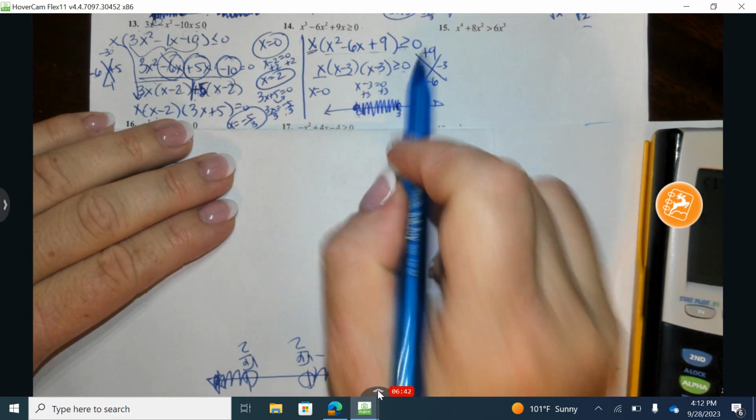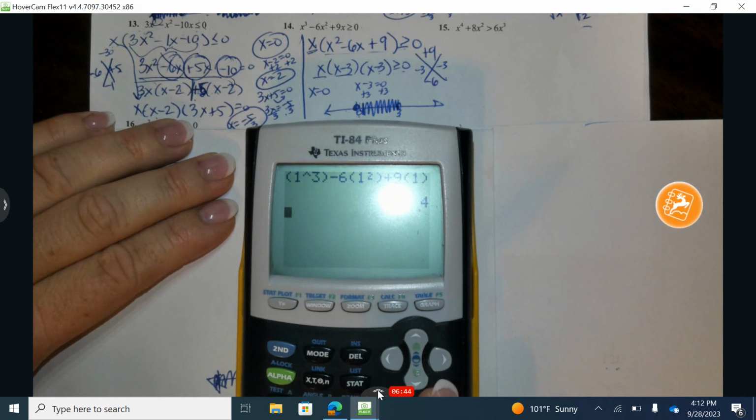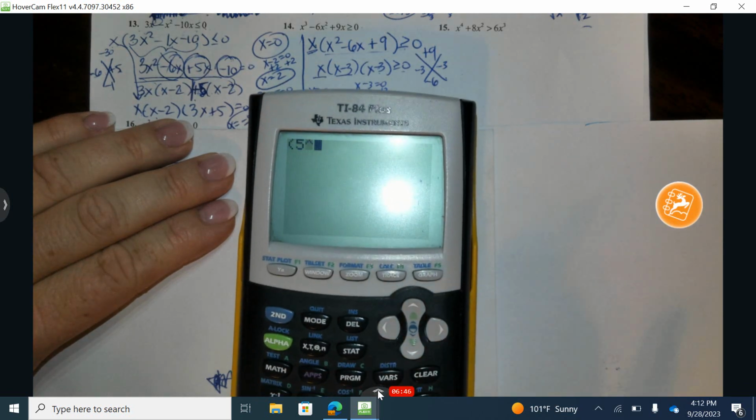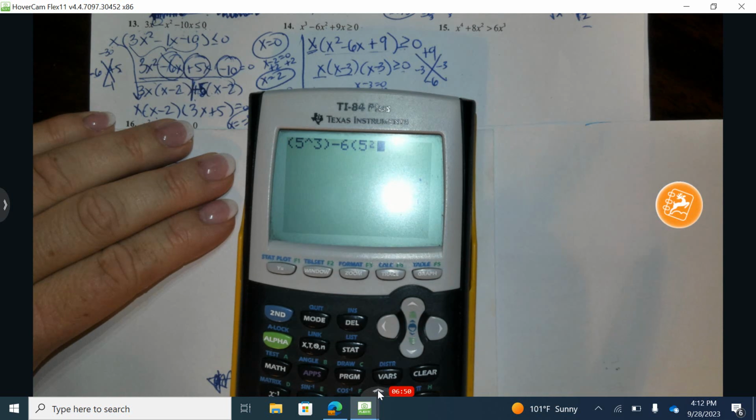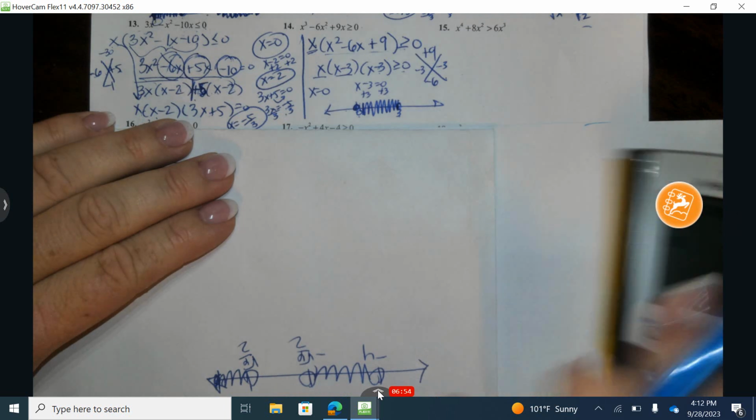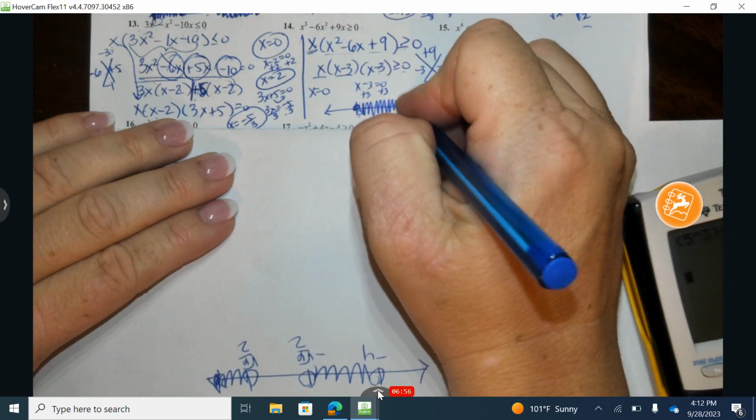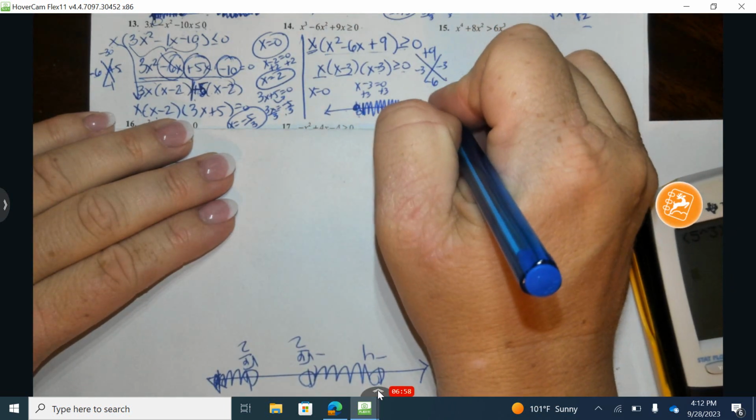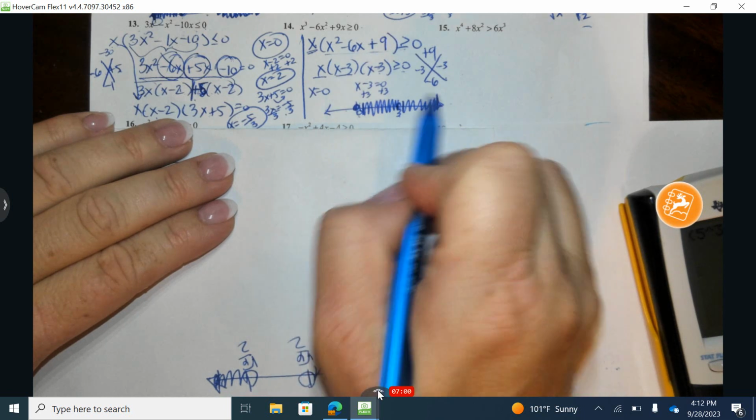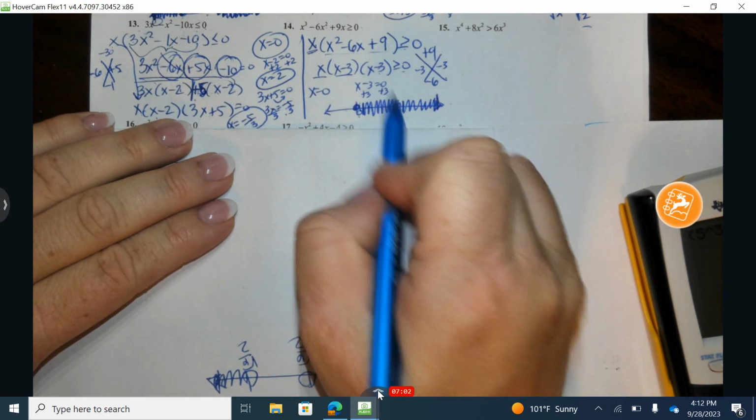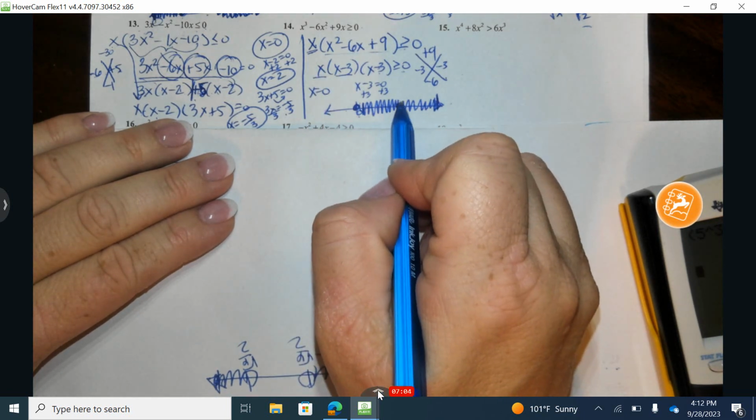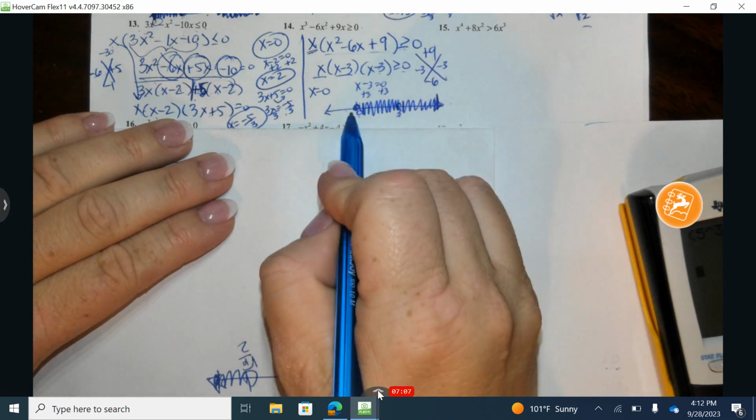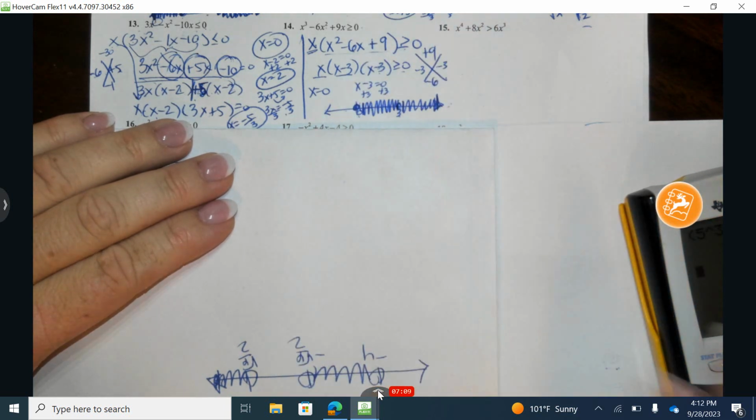And now I choose any number to the right of 3, like 4 or 5. Let's try 5. 5 to the third minus 6 times 5 squared plus 9 times 5. 20. Is 20 greater than 0? It sure is. So on the answer sheet, you only see 0 and to the right, but you're welcome to put 3 here since that is one of our solutions, and it shades in.